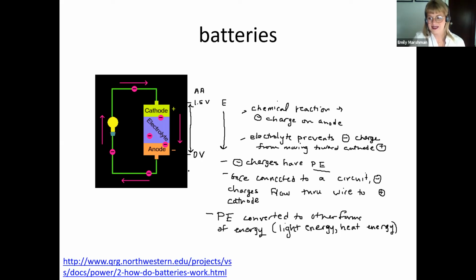So that's the idea behind a battery and what it does, and why do we see 1.5 volts on a battery? That's what that actually means. If 1 coulomb of charge passes through this battery, it has gained 1.5 joules of potential energy. And that 1.5 joules of potential energy can then be converted into other forms of energy, and then the whole process starts over again.